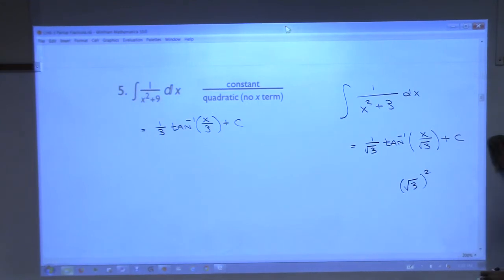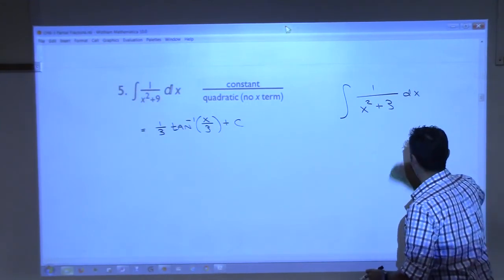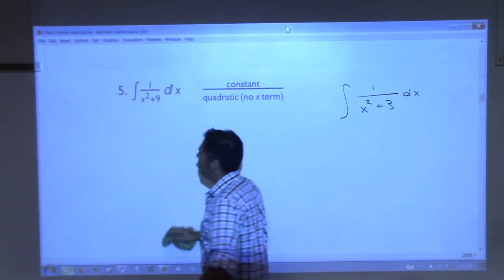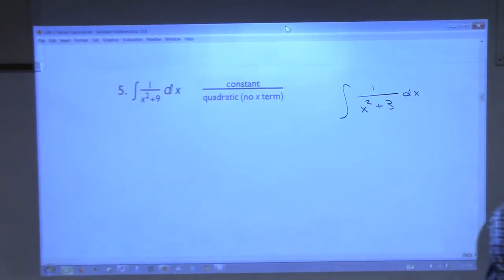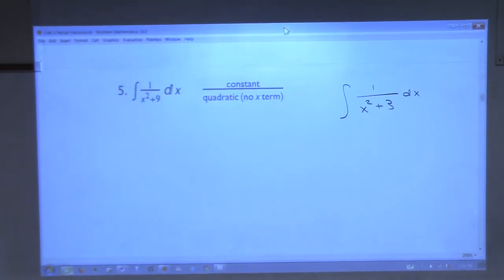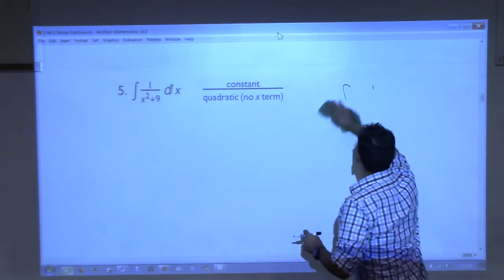Okay, so if we have a quadratic with no x term, we look pretty good. Do I have one with a minus in here? Oh, I don't have one with a minus, so let's do one with a minus.